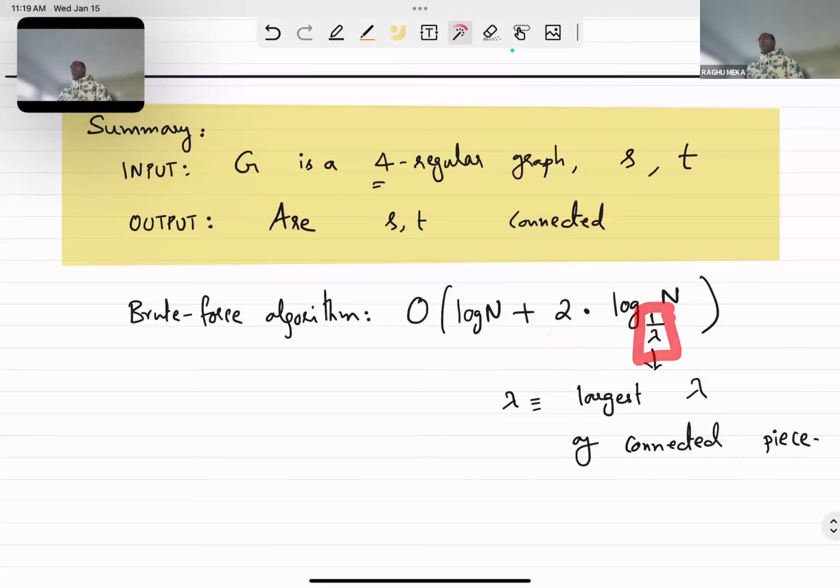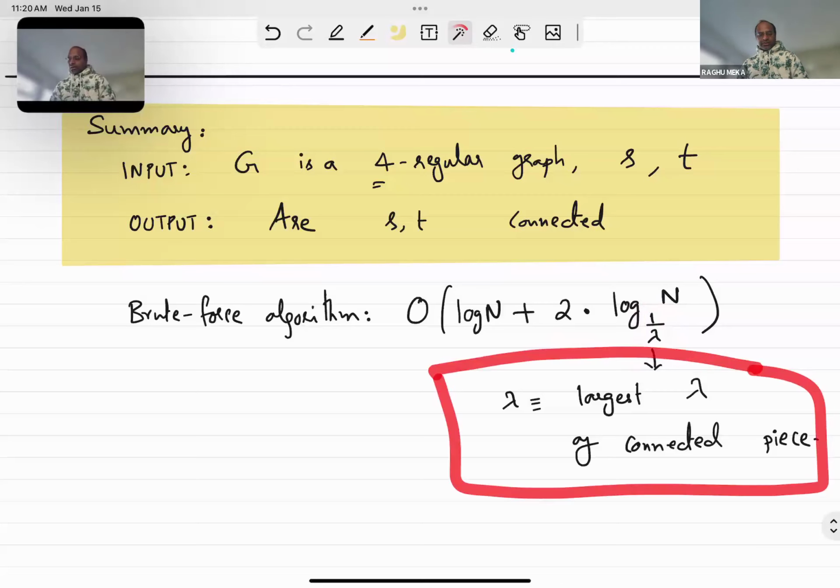with this 1 over lambda, right? That's coming from the diameter, and we need to control the diameter. We're controlling the diameter by the second largest eigenvalue. And so we need to control that.